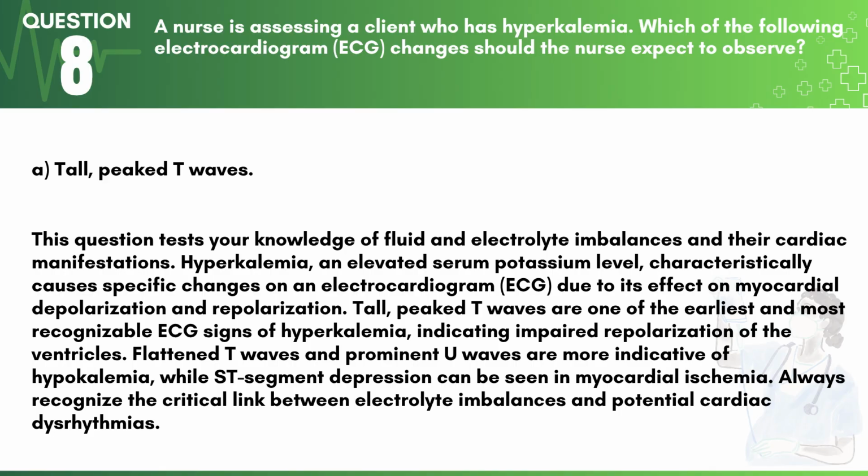Flattened T waves and prominent U waves are more indicative of hypokalemia, while ST segment depression can be seen in myocardial ischemia. Always recognize the critical link between electrolyte imbalances and potential cardiac dysrhythmias.